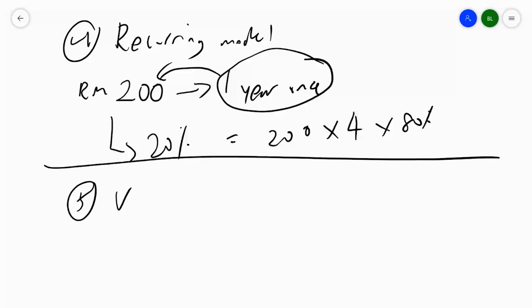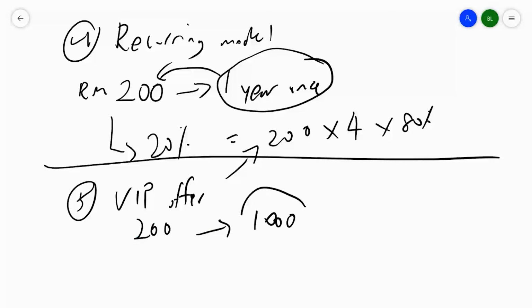The fifth one would be a VIP offer. Customers who take up your recurring product offer are more likely to buy your VIP offer because they already trust your brand so much. Instead of selling them a 200 ringgit product, we can sell them a 1000 ringgit product. If you have another skincare product that is 1000, you can start to pitch it to them.